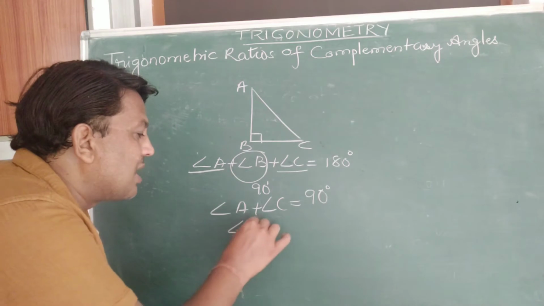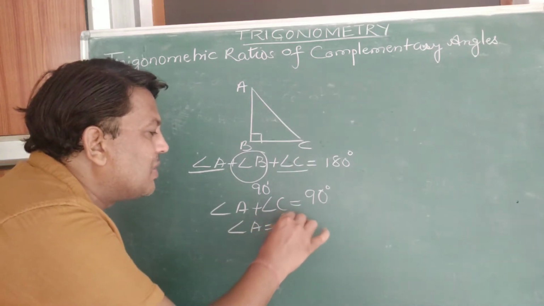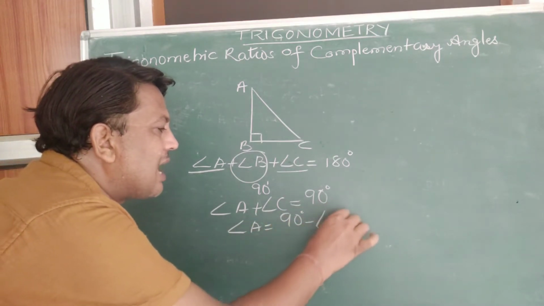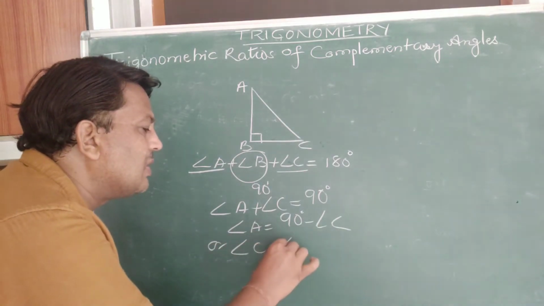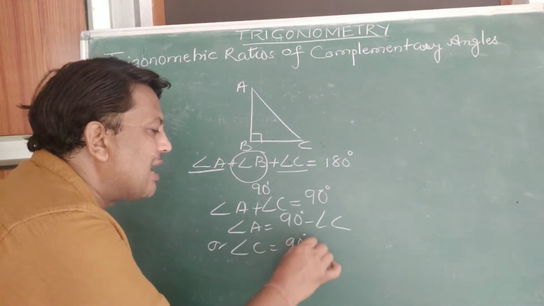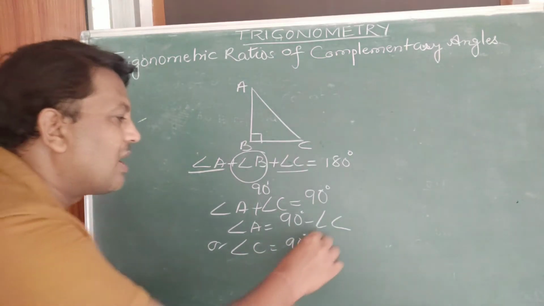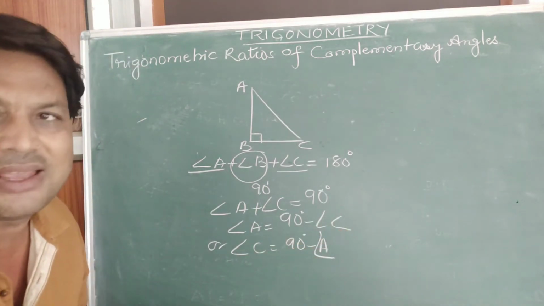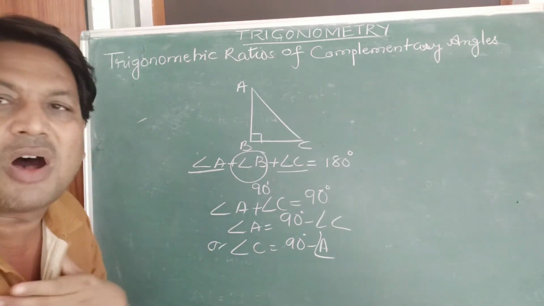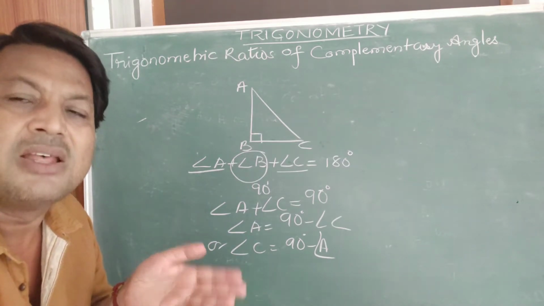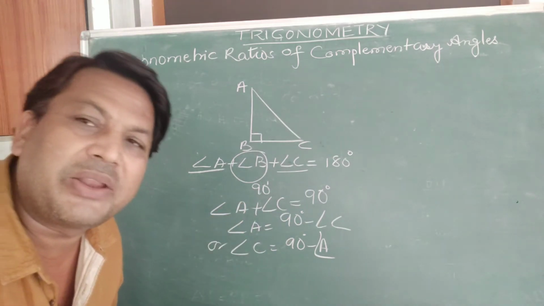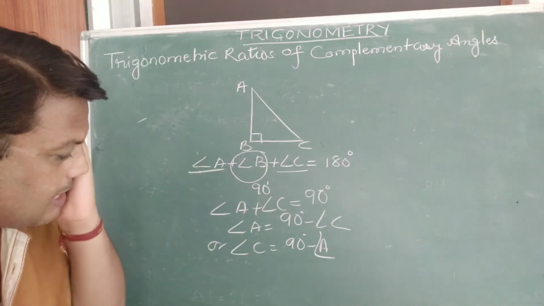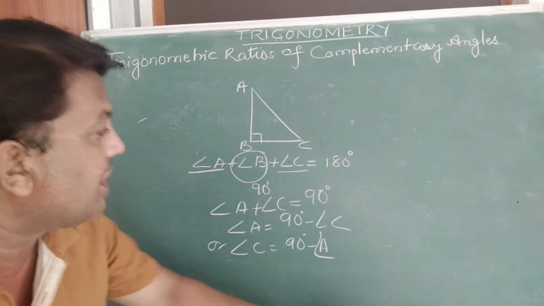That is, you can write angle A is equal to 90 degree minus angle C, or angle C is equal to 90 degree minus angle A. This is called a complementary angle. We know that when the sum of two angles is 90 degree, each angle is complementary to the other. Okay children. So this we are going to study here.